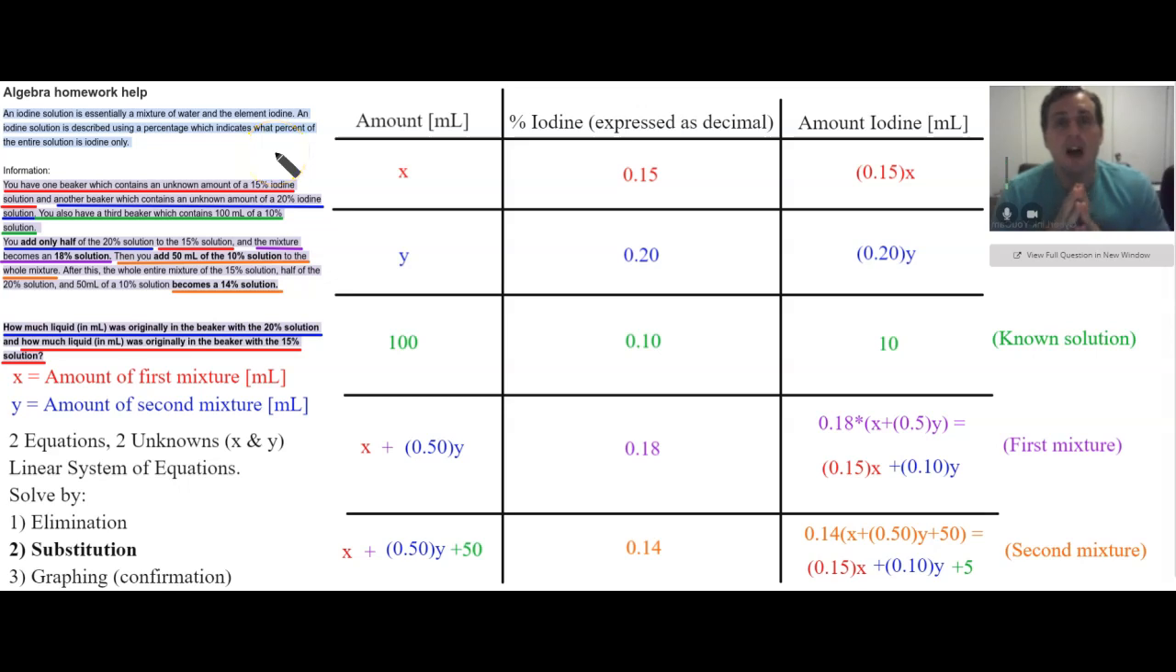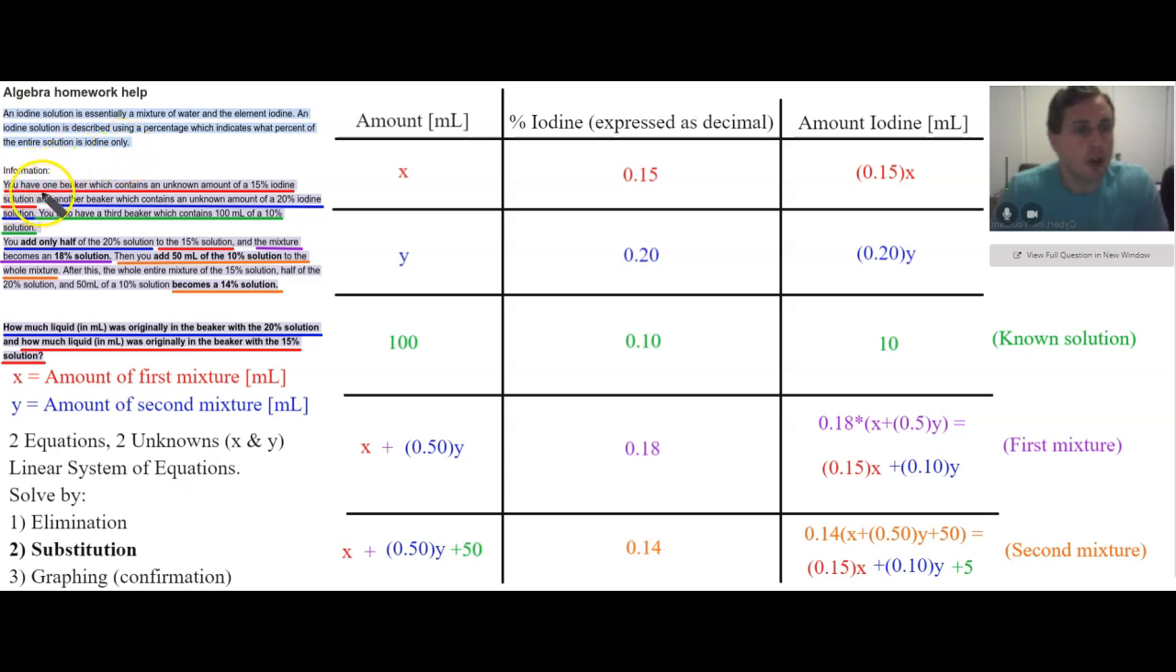Hello, and I would like to help you with an algebra problem that is a mixture problem. Now this problem is actually pretty involved, so I have all the work shown for you here, and I'll point through the various parts. It says, an iodine solution is essentially a mixture of water and the element iodine. An iodine solution is described using a percentage which indicates what percent of the entire solution is iodine only.